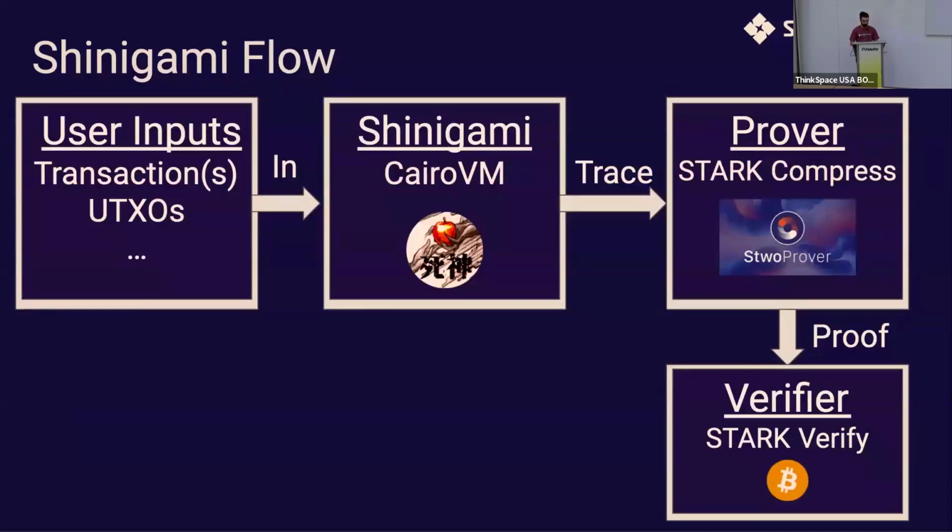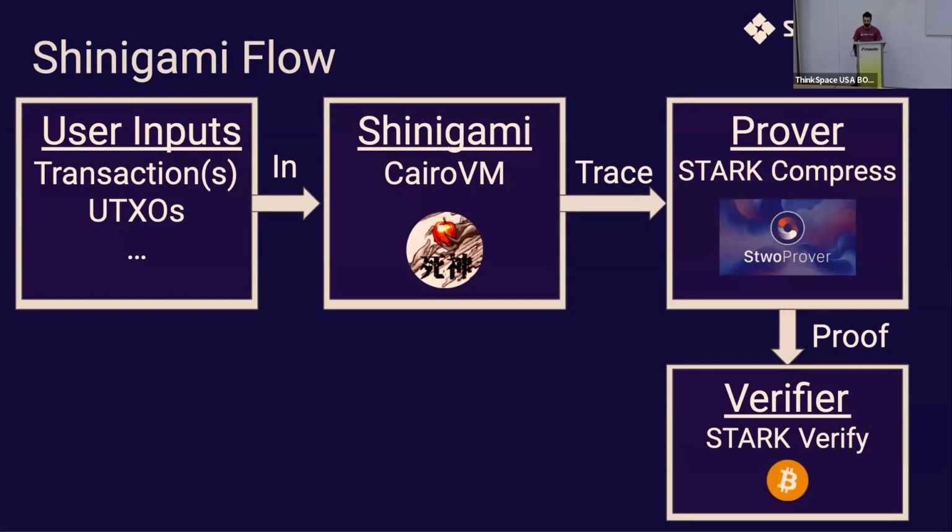So this is the basic flow of creating a proof from a Bitcoin transaction. The user provides the transactions that they want to prove. They provide the UTXOs that are in the Bitcoin state to Shinigami. Shinigami runs the Bitcoin transactions through something called the Cairo VM, which allows you to get a trace of the program's execution. And with that trace, you can pass it to a prover.